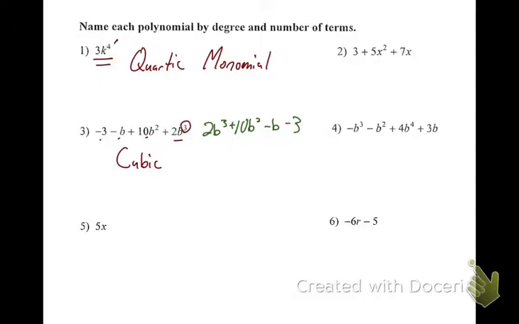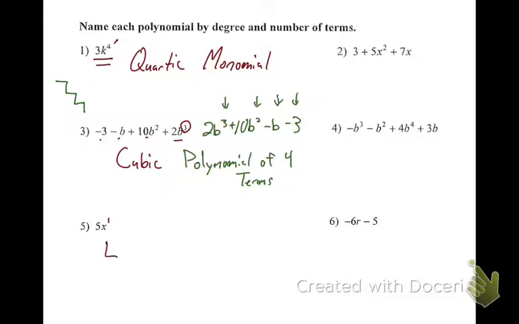Once again, standard form means descending order, so it's going from the highest degree, which is 3, and on down. Descending order, like descending a staircase. It's getting lower and lower. The degrees are getting lower as we go on. That'll be a cubic polynomial of 4 terms.